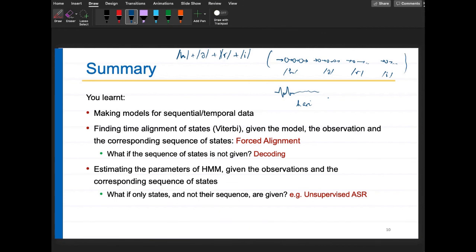Next is, what if the sequence of states is also not given? This is a real ASR problem, a real speech recognition problem. You don't even know what the person is saying. Like I may say Hari, but how do you find out what I said? So you have to now consider all these models.